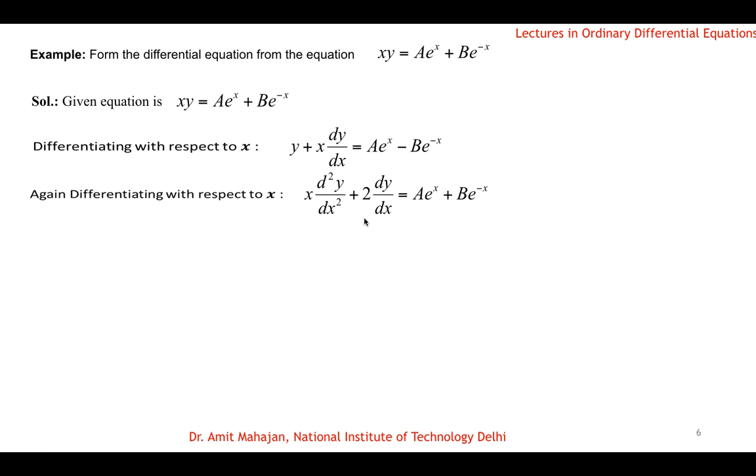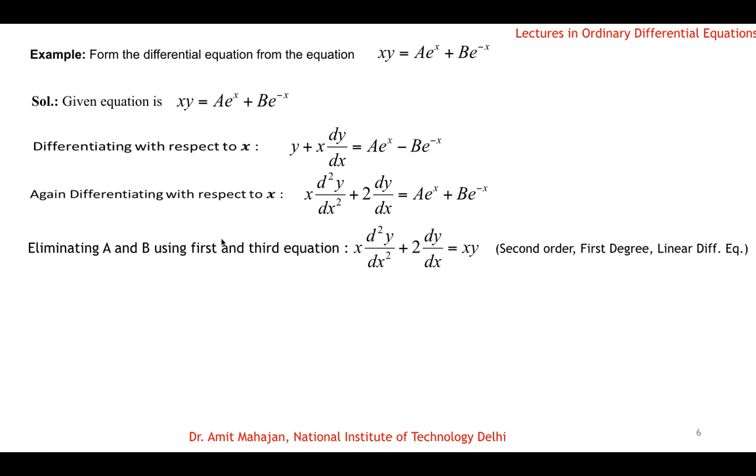Now you see that the right hand side of the third equation and the right hand side of the first equation are the same, so I can substitute this value as xy here. That will eliminate both constants a and b. So the differential equation by eliminating a and b from the first and third equation will give this. It's a second order, first degree, and again a linear differential equation.